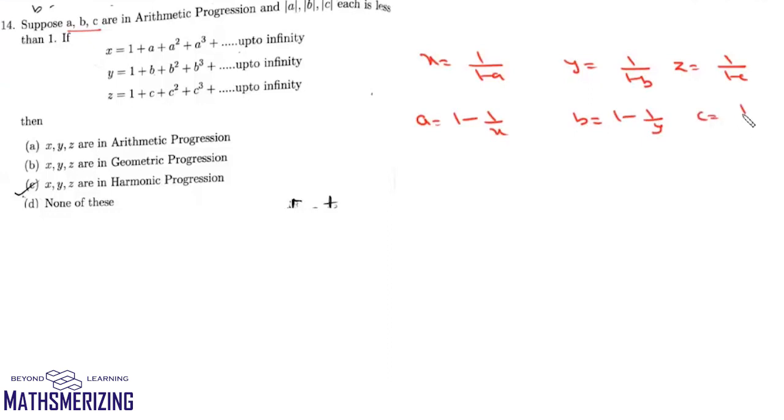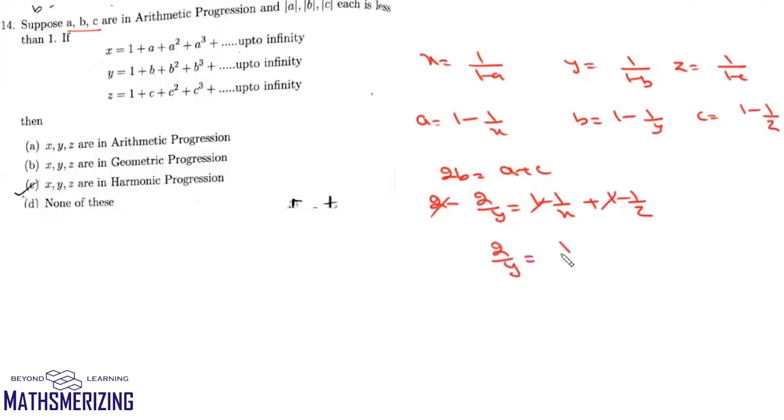Now question number 14 is, suppose A, B, C are in AP and each of the values less than 1, then X is 1 upon 1 minus A, Y is 1 upon 1 minus B, and Z is 1 upon 1 minus C. We can write A as 1 minus 1 upon X, B as 1 minus 1 upon Y, and C as 1 minus 1 upon Z. Now A, B, C, they are in AP, so it means 2B equals A plus C. So 2 minus 2 upon Y is equal to 1 minus 1 upon X plus 1 minus 1 upon Z. So this 2 will cancel, we'll get 2 upon Y equals 1 upon X plus 1 upon Z. That means X, Y, Z, they are in HP, and that's your option number C.